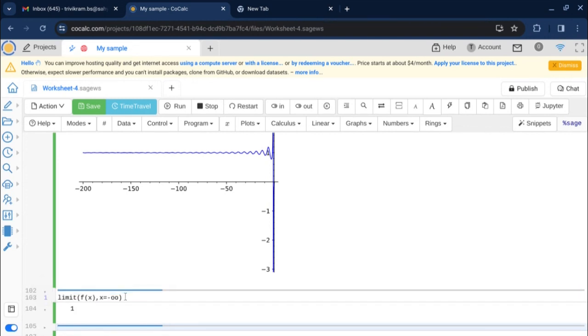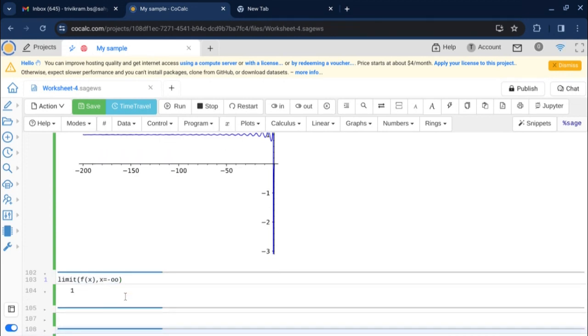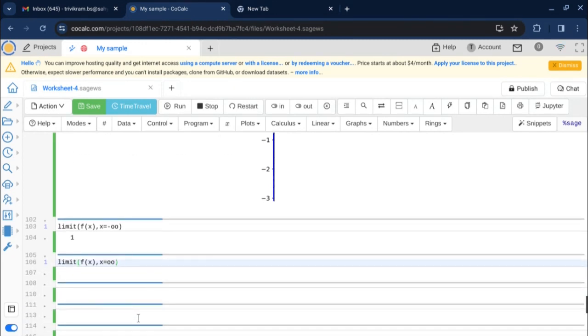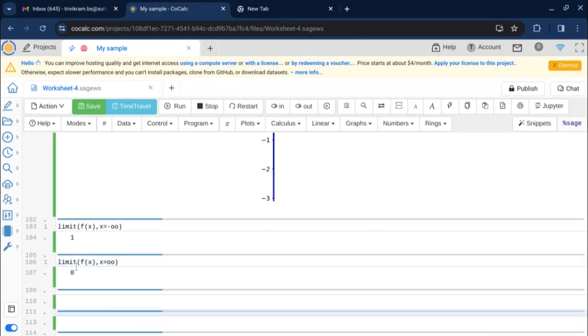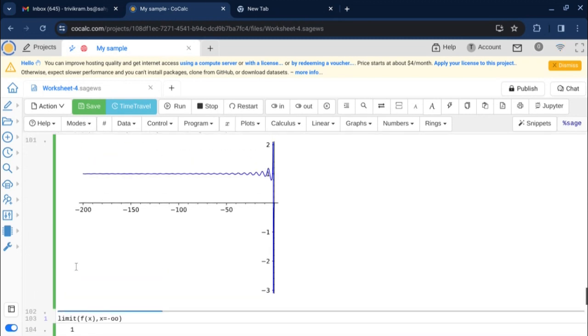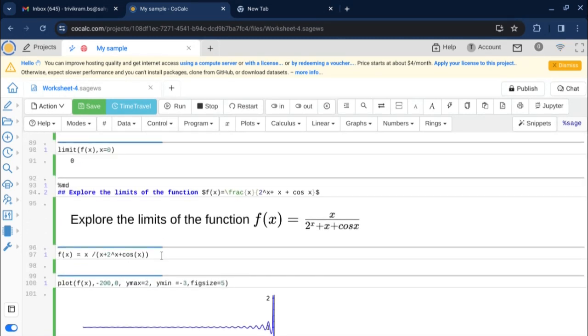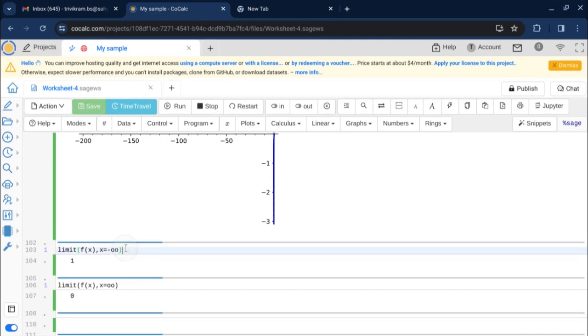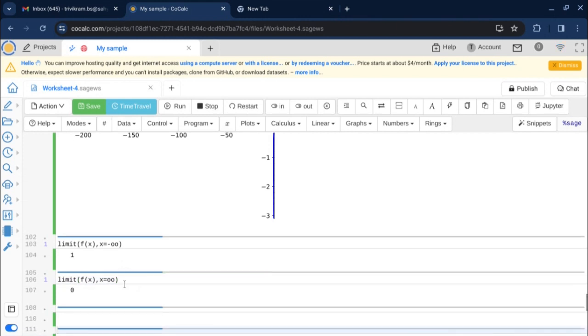Finding the limit as x tends to infinity, what happens? If you run it, you'll get the limit value as 1. Next, just to define f, again I'm going to rerun it. This is minus infinity and this is plus infinity I have found.